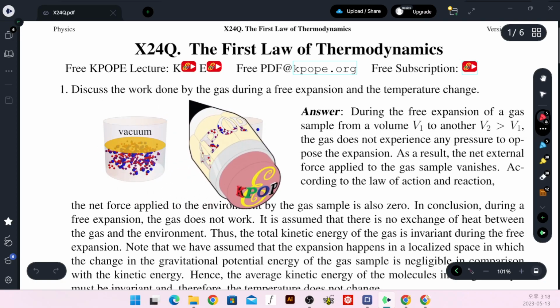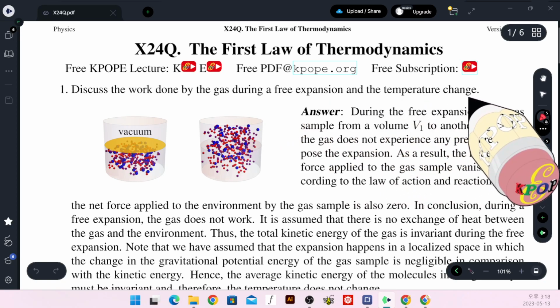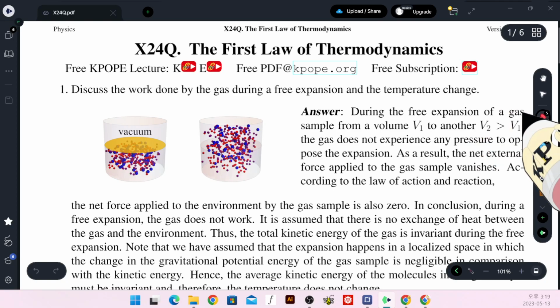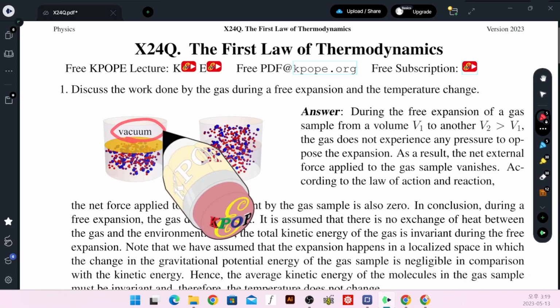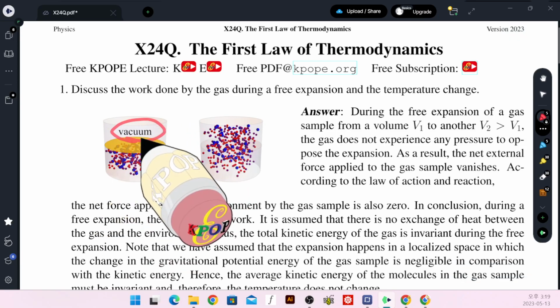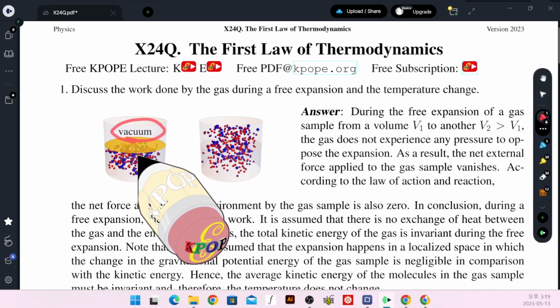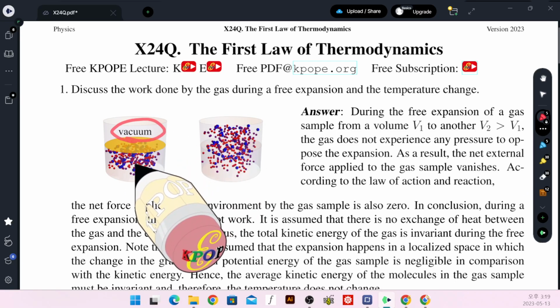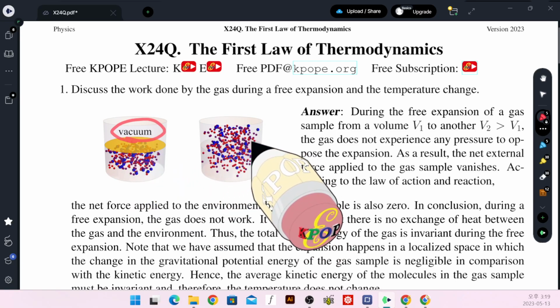Discuss the work done by the gas during a free expansion and the temperature change. In short, during the free expansion, you must remember the expansion is against the vacuum. So there is no action of the vacuum to prohibit or hinder the expansion. The expansion happens without any force against it.